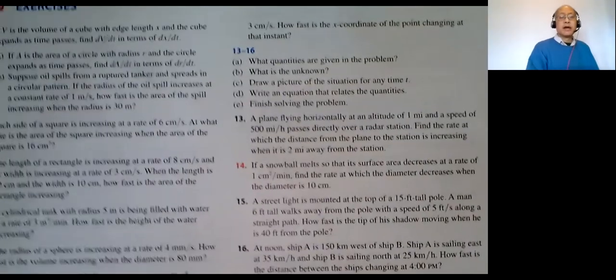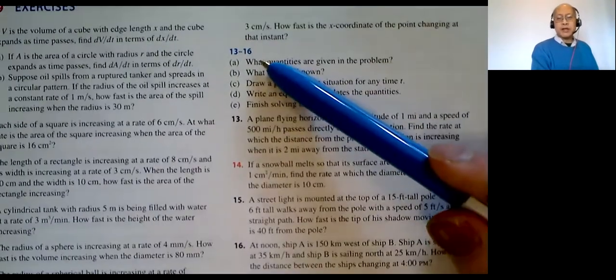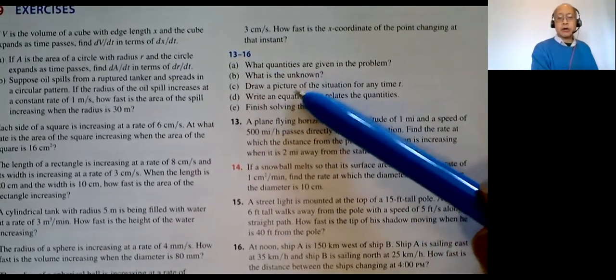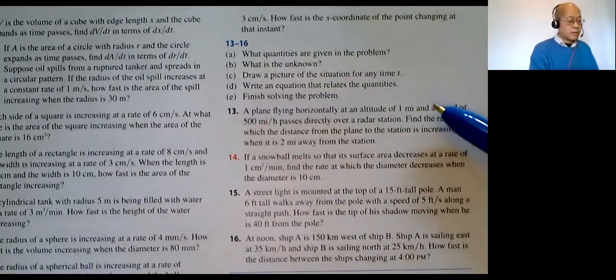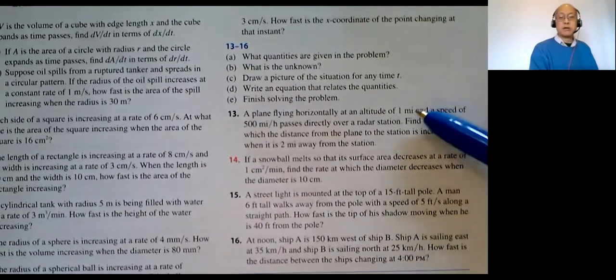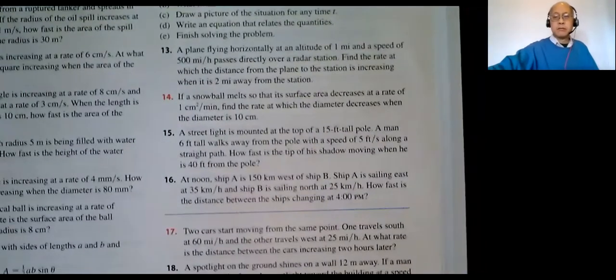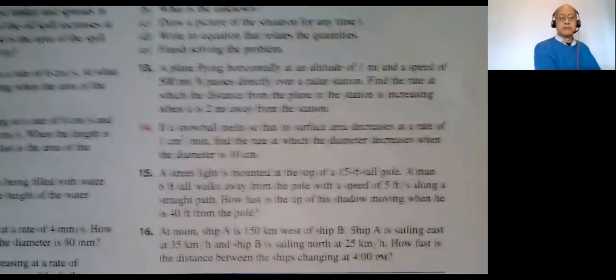Number 13. Okay, now you don't have to specifically do A, B, C, D, and E, just as long as you get the answer. You are going to need to draw a picture, though. You can't really tell what's going to happen unless you draw a picture. So we will come up with a picture. Okay, 13. So move this over here.